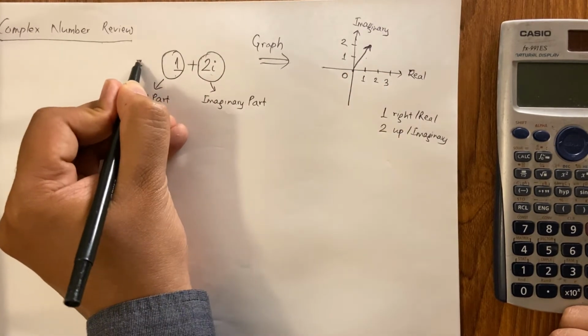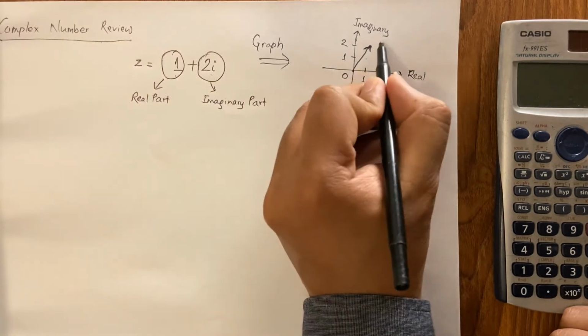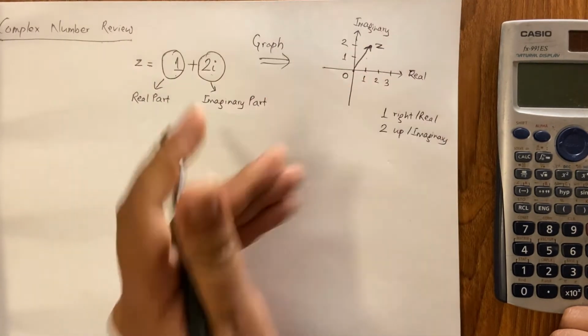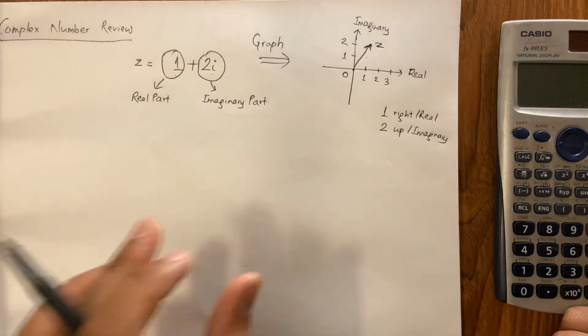Let's name it Z, and this is our complex number Z. Right, that does it with part 1 of the lesson so far.